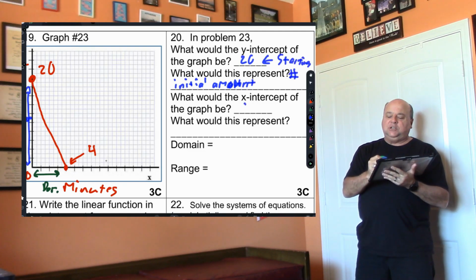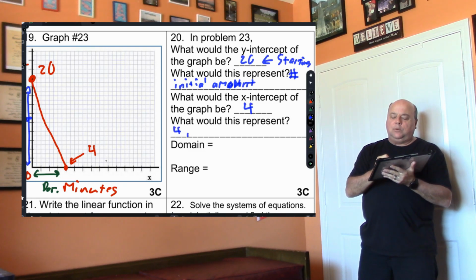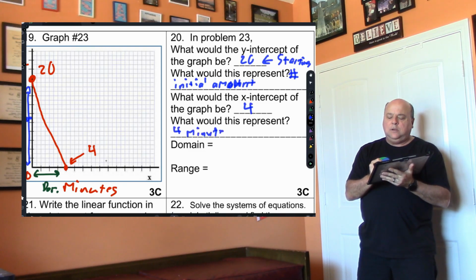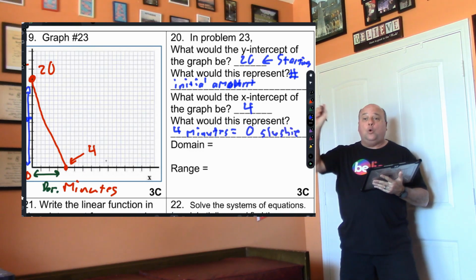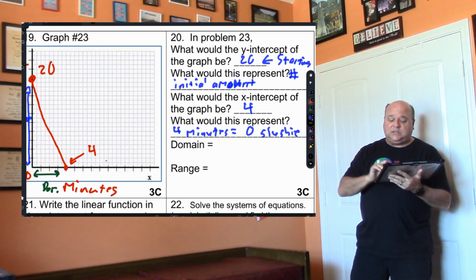The x-intercept is 4. At 4 minutes, you run out of drink, right? 4 minutes equals 0 slushie. That's the 0 of the function. At 4 minutes, if you input it, you don't have any slushie left.